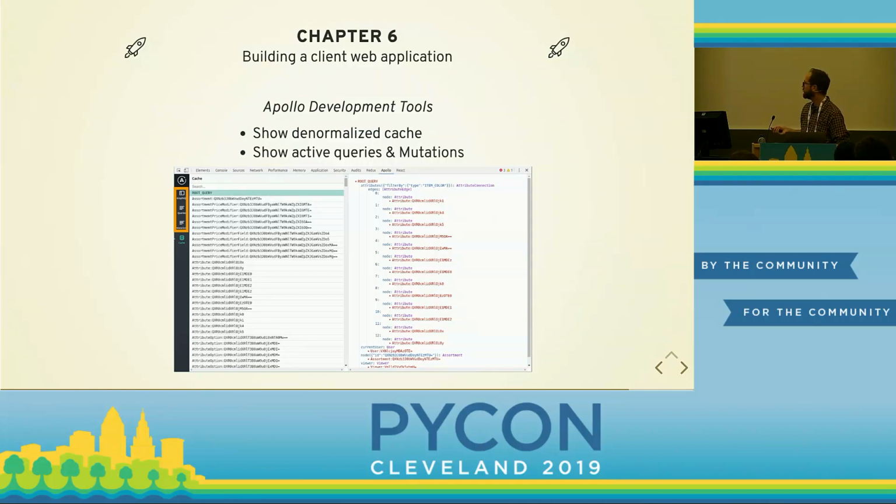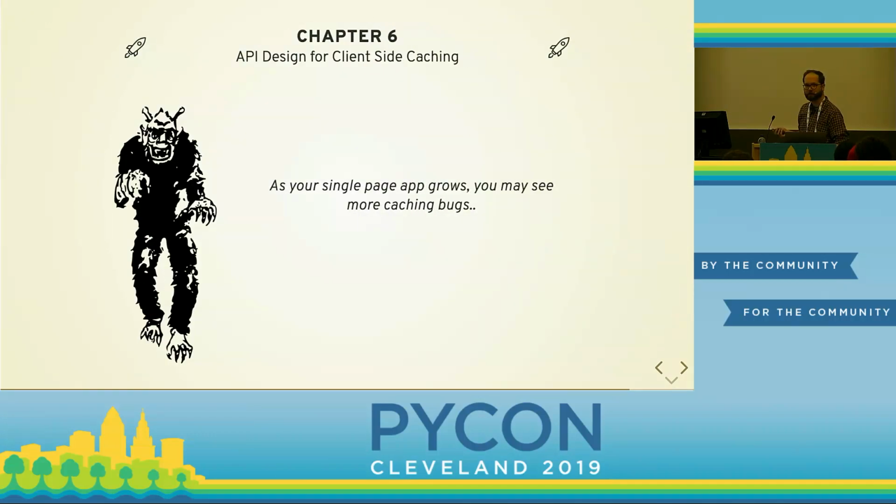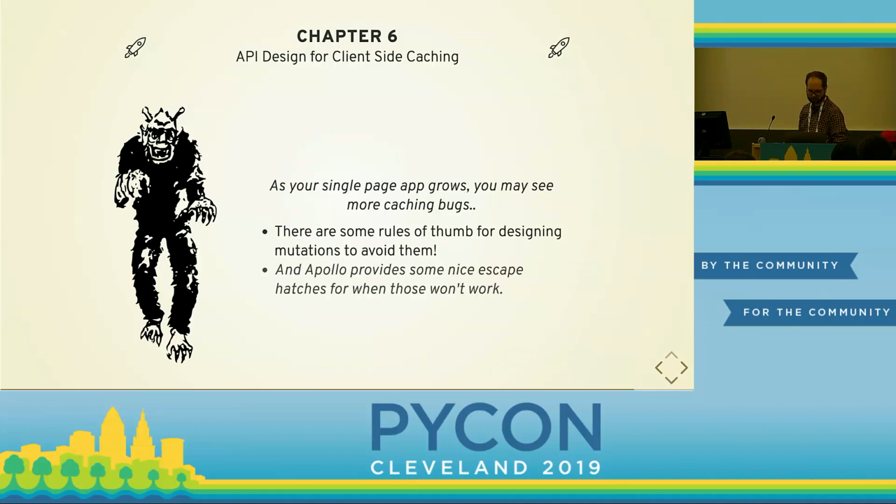Cool. I'll try to go into some of the edge cases here. So we might see some caching bugs as the page starts growing, as we have more queries. But there are some simple rules of thumb for designing mutations in order to keep our cache consistent on the client side. And when those rules of thumb don't work, then we have some nice escape hatches that we can follow.